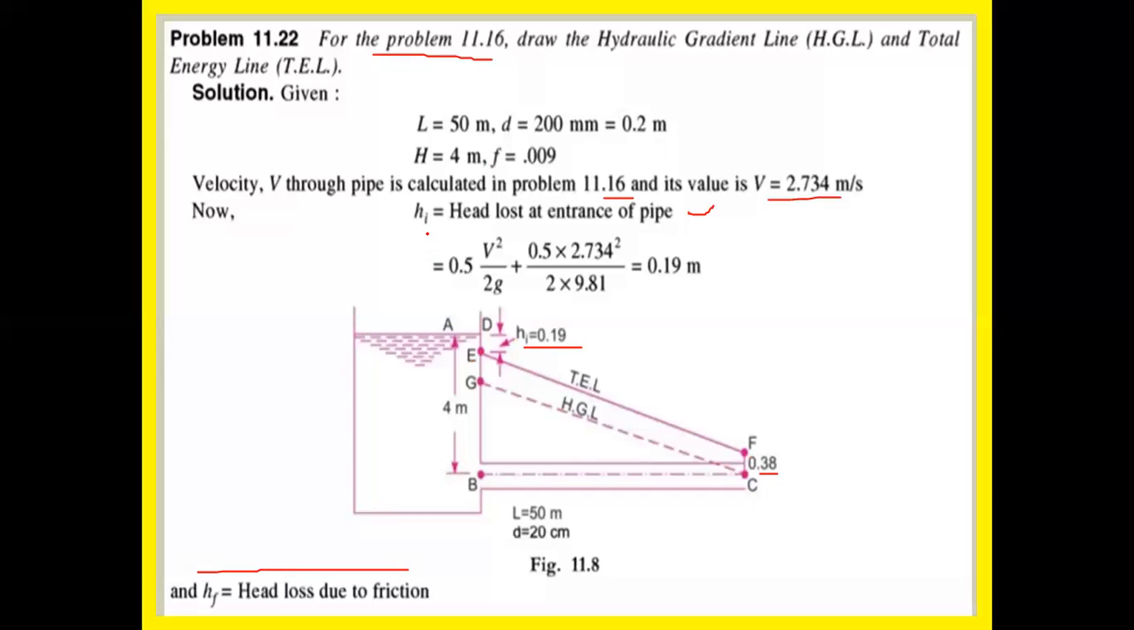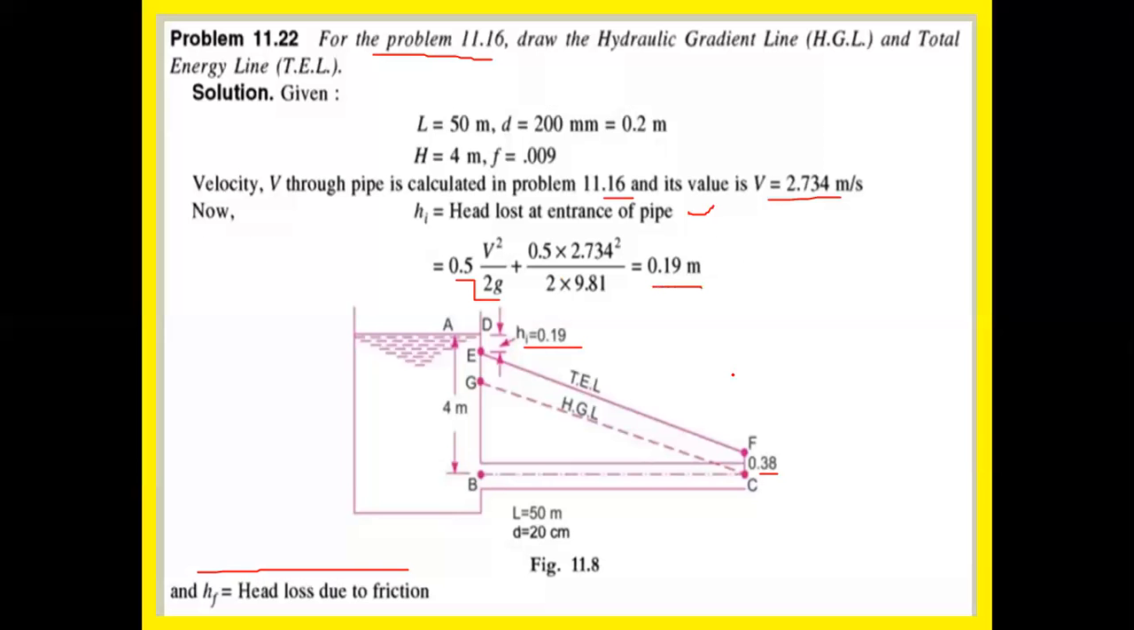HI, the formula for entrance loss, is 0.5 V square by 2G, which is 0.5 into 2.734 divided by 2 into 9.81. HI is equal to 0.19. The 0.19 is this one, the entrance loss, and this one is the exit, right?